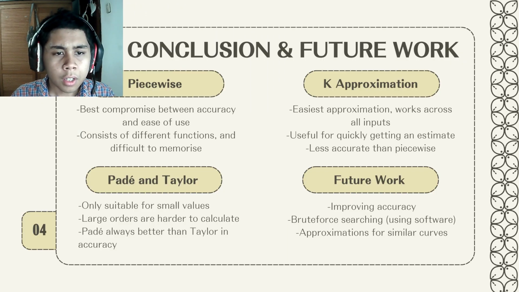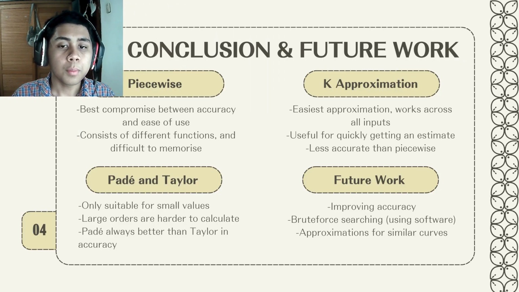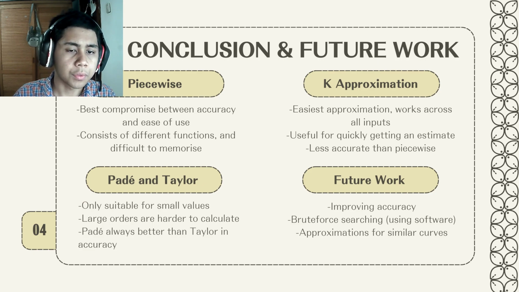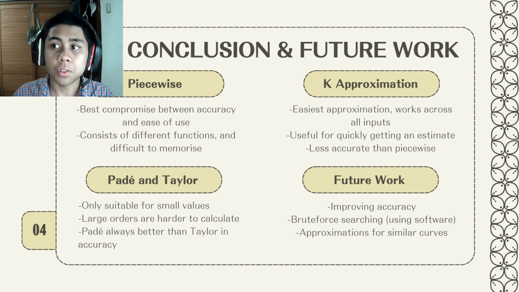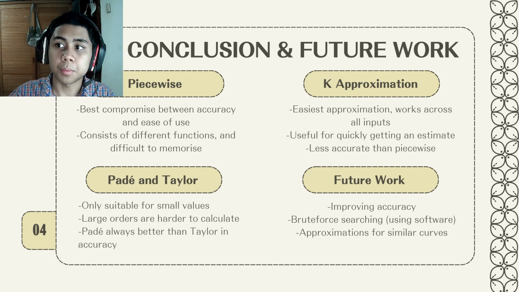In conclusion, the piecewise approximations are the best compromise between accuracy and ease of use, though as they consist of several different functions, it can make them hard to memorize and may lead to confusion among users. For general use, k is the easiest to calculate, while being moderately accurate across all inputs. This is very useful if you want to approximate something off the top of your head.